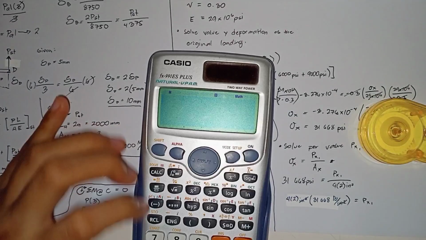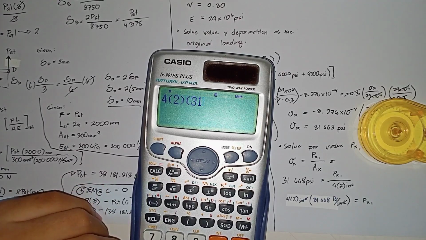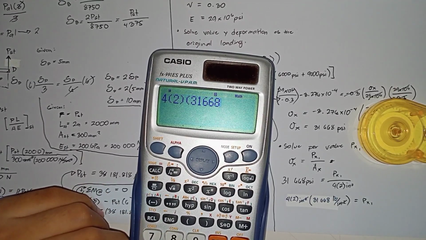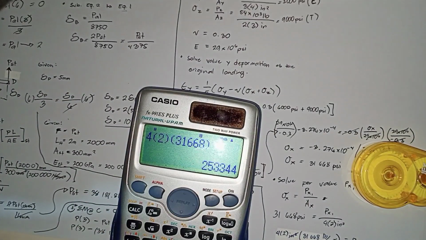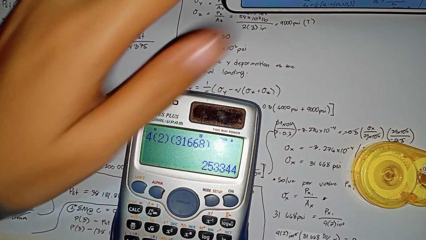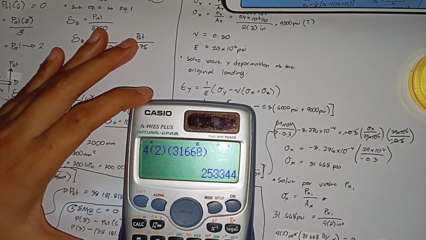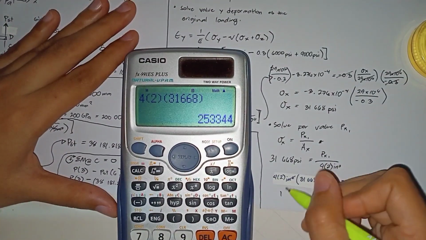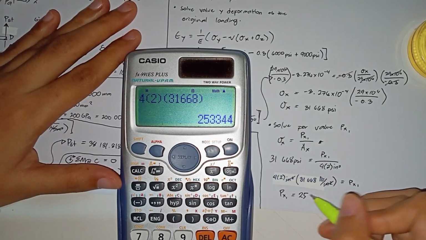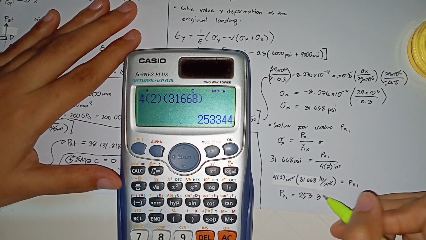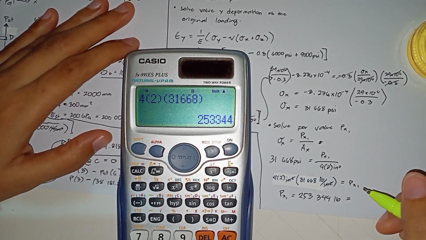So, kakalculator lang natin to. 4 times 2 times 31,668 is equal to 253,344. So, ang value natin ngayon sa P of X sub 1 is equal to ito, 253,344 LB.